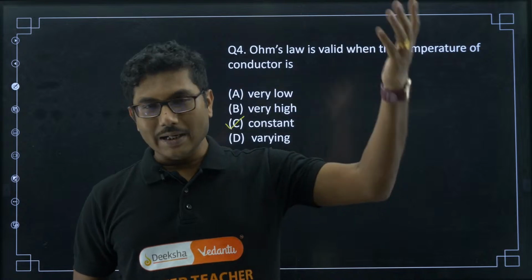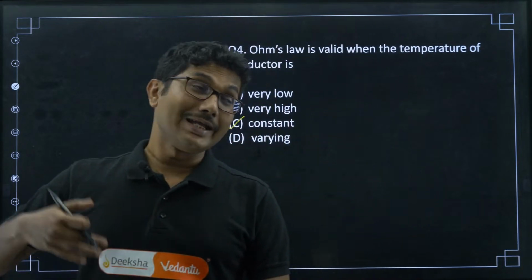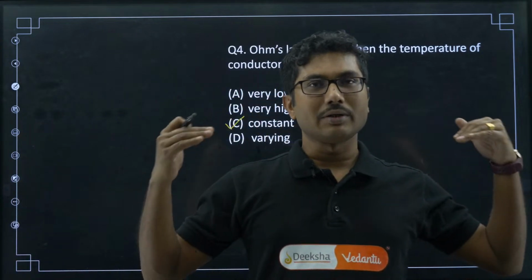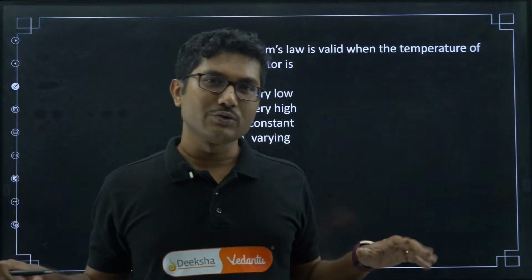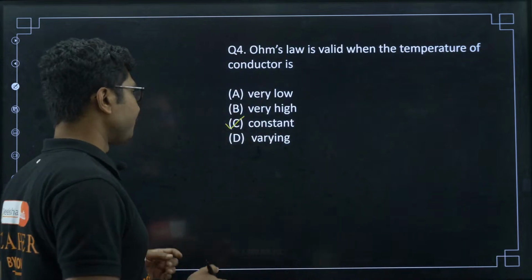When temperature is constant, then only Ohm's law is valid. At very high temperature, definitely Ohm's law completely fails. But at normal temperature, if the temperature is constant, then Ohm's law is valid. So not very low temperature, normal average room temperature is fine. The only thing is temperature has to be constant.